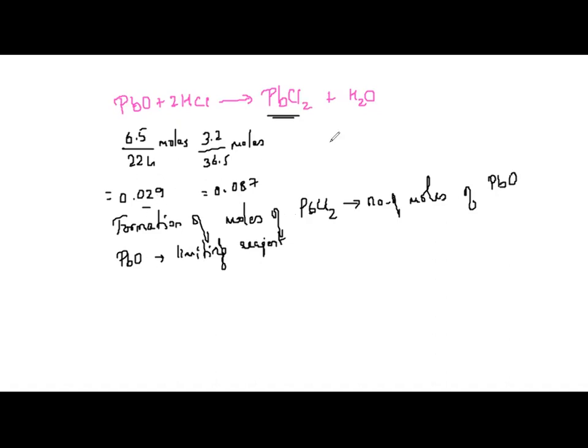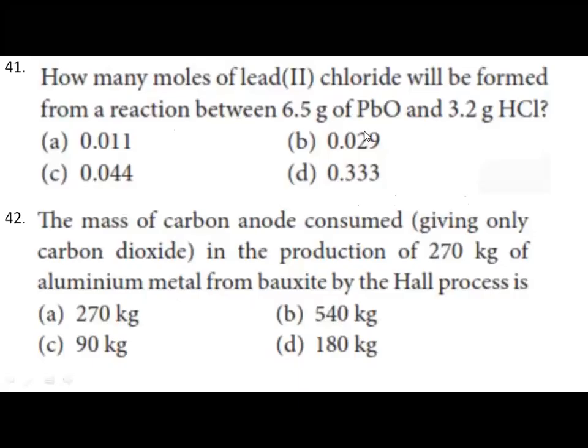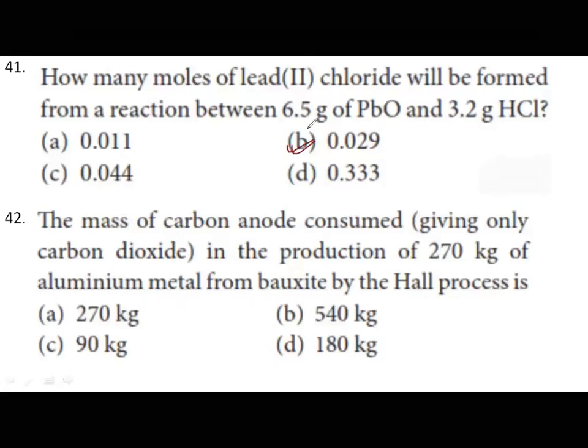So the number of moles of lead chloride formed will be equal to the number of moles of lead oxide. So how many moles of lead chloride will be formed? It will be equal to the number of moles of lead oxide. Therefore the answer is 0.029 moles of lead chloride, PbCl2, will be formed. So let us see what option we have. So it is 0.029, correct? Okay.